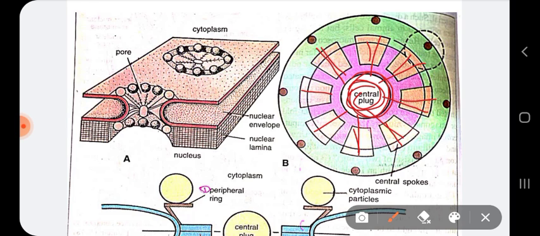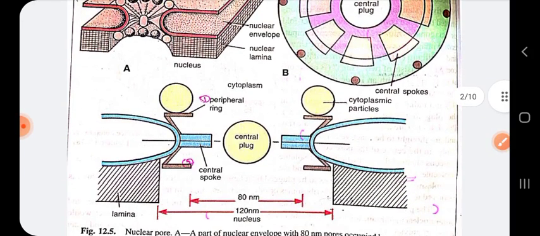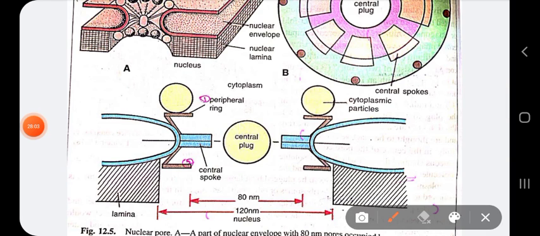Okay, so it just appears like this. Sideways it appears like this. You can see a more easy diagram has been shown. So the central plug is actually a granule. It is not a protein. It is a granule which is believed to consist of newly made ribosomes or other particles caught in transit.